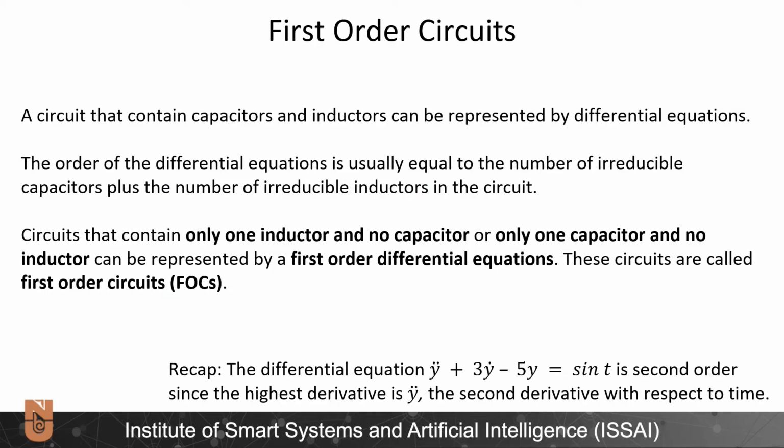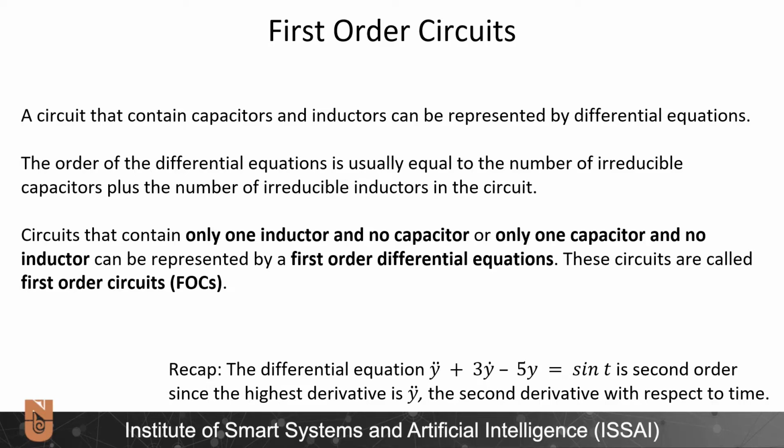The constituent relationships for inductors and capacitances are mathematically written using integrals and derivatives. Therefore, we will use differential equations to describe the circuits that contain capacitors and inductors. The order of the differential equation will usually be equal to the number of irreducible capacitors plus the number of irreducible inductors in the circuit. Circuits that contain only one inductor and no capacitors, or one capacitor and no inductor, will be represented using a first order differential equation and therefore will be called first order circuits.